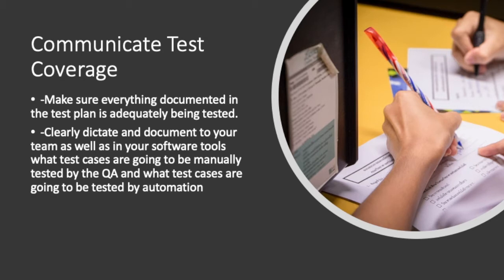You must clearly dictate and document to your team which software tools are going to be manually tested by QA, and what test cases are going to be automated. This documentation should be shared and accessible to everyone on your team to avoid any confusion on what parts they are testing. Learn about the product.